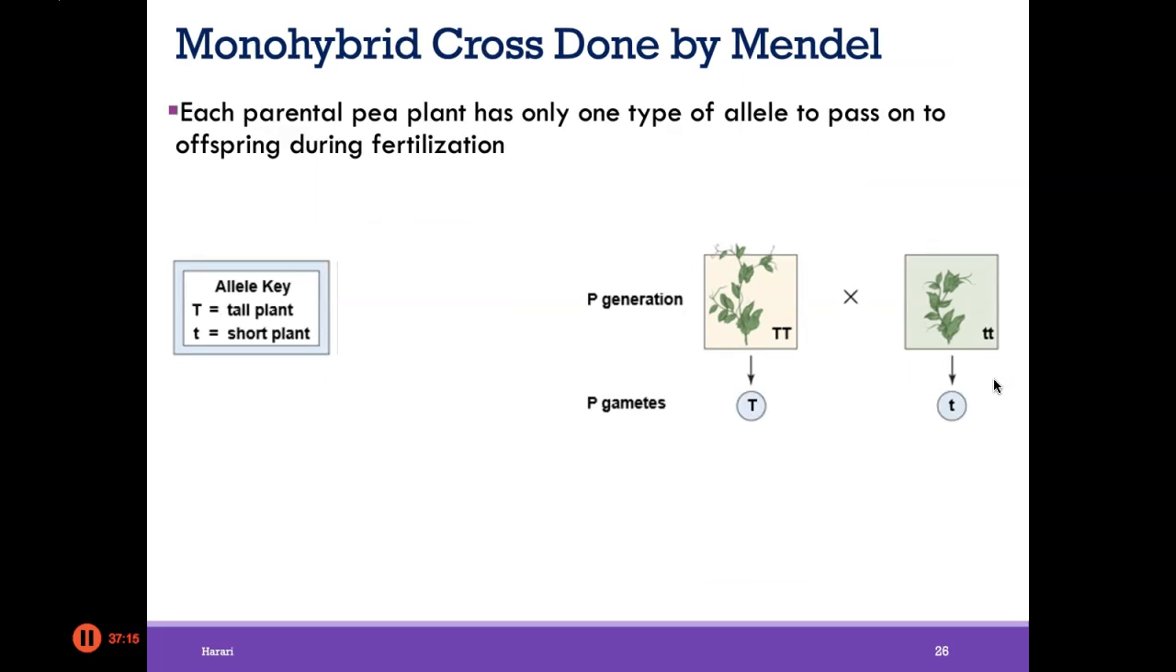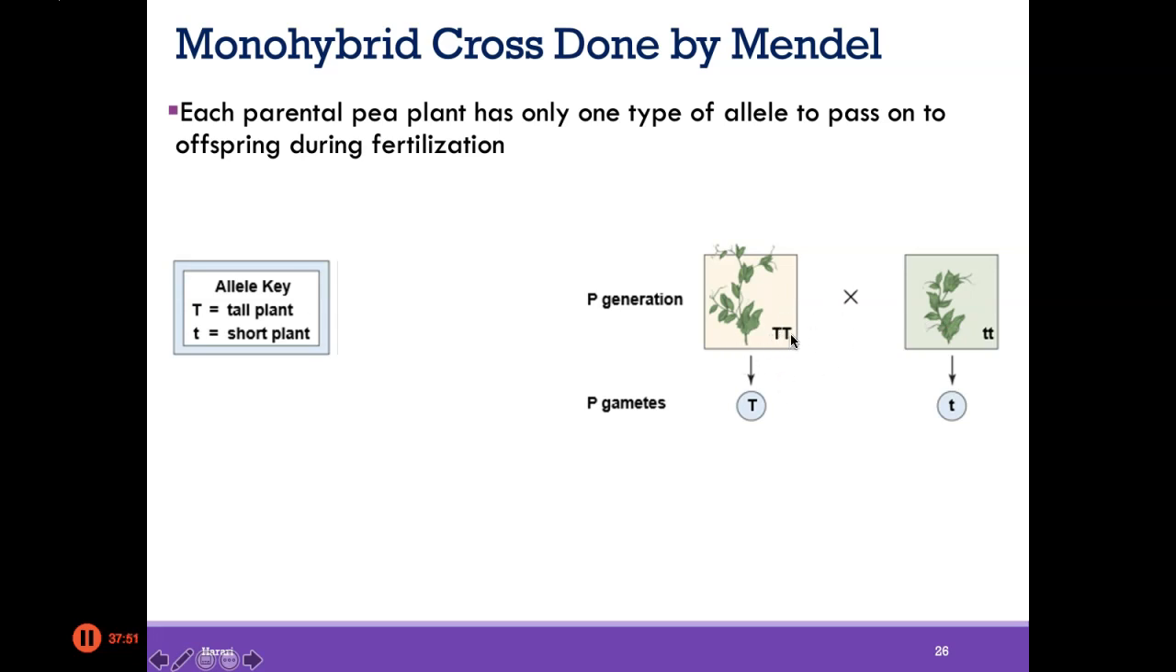So now I want to try to break down what we're actually looking at, what this actually means. So remember that each parent is diploid. They have 2 copies of every gene. Right? But we know that when sperm and egg are made, it's only going to have one or the other allele, right? Sperm and egg are haploid. So they only have one version of an allele, either one or the other. They don't have both. In this case, both parents were pure breeding. So they only have one type of allele to pass on to the offspring during fertilization.